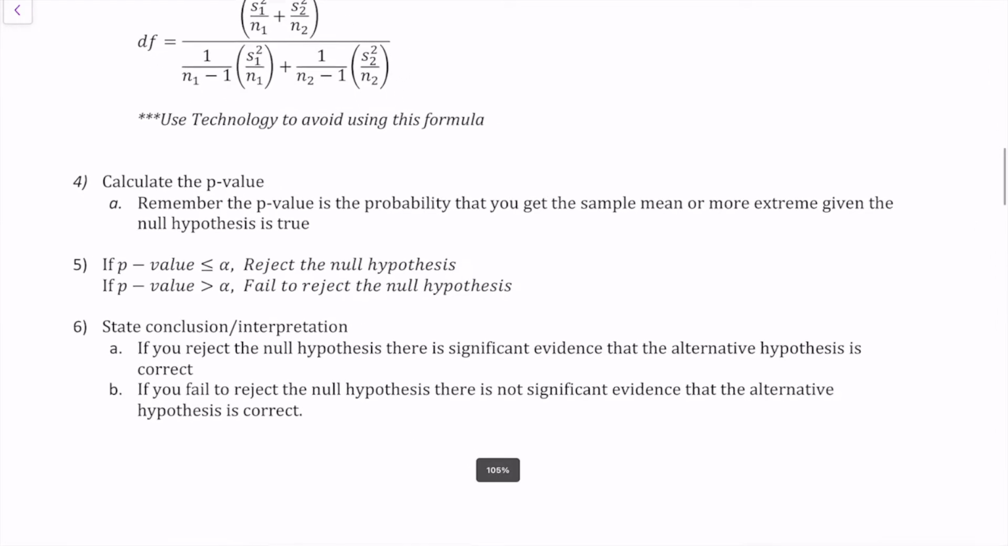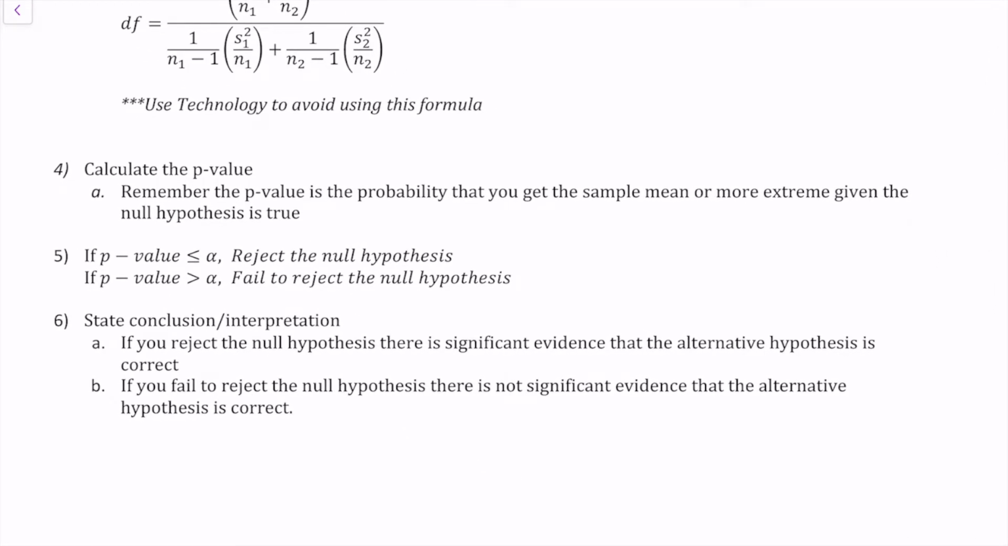Remember, the p-value is the probability that you get your data given that the null hypothesis is true. Okay? And then once we get that p-value, if the p-value is less than alpha, we'll reject the null hypothesis. If the p-value is greater than alpha, we do not reject the null hypothesis. Rejecting means there is enough evidence to do so. Not rejecting means there's not enough evidence to reject the null hypothesis.